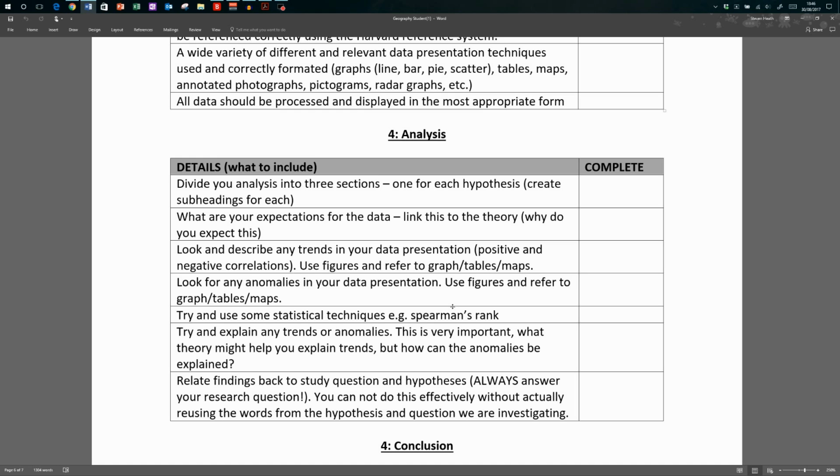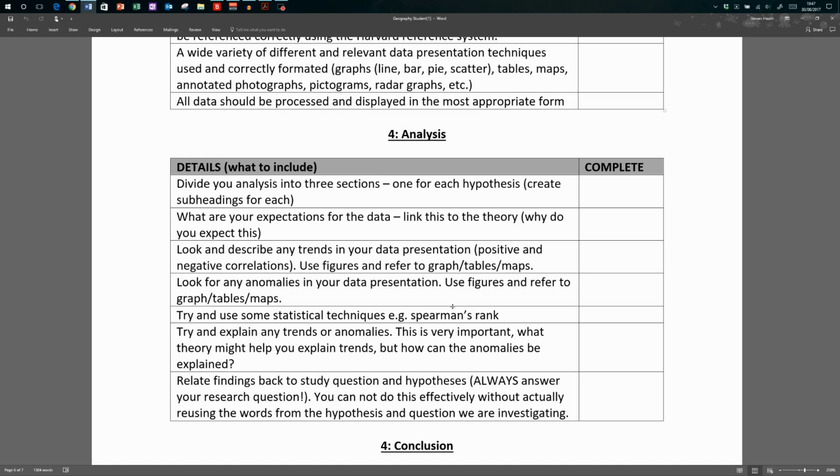You should also, again, refer to your figures and your tables. You should look for any anomalies in your data. And if you find an anomaly, you should discuss why it's an anomaly and maybe even talk about some potential reasons or explanations for it. Try in your analysis to also use statistical techniques. Spearman's rank is an amazing test, and it shows that you truly understand how to use this data.